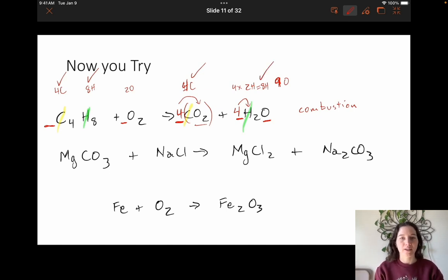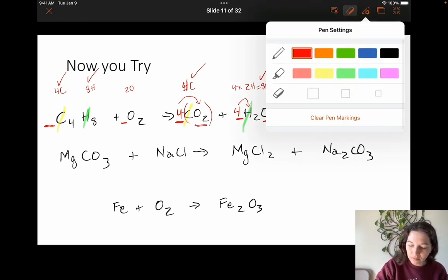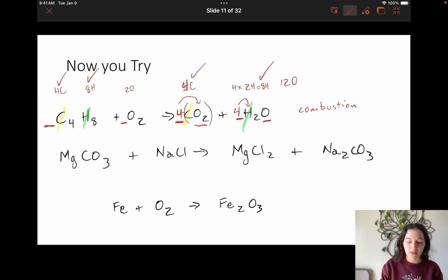Now let's take a look at the oxygens. Yikes, right? Let's update our numbers. I forgot to update my numbers. So we're sitting at 8 from the carbon dioxide, the CO2, and we're sitting at 4 from the water. So 8, 9, 10, 11, 12. So updating that number: 12 oxygens and 2 oxygens over here.